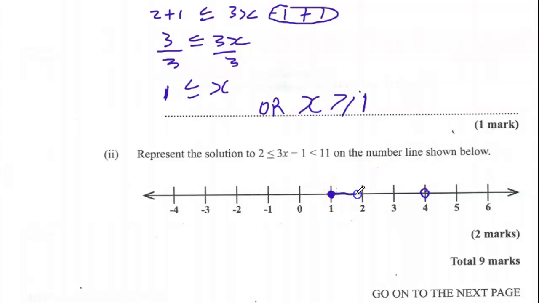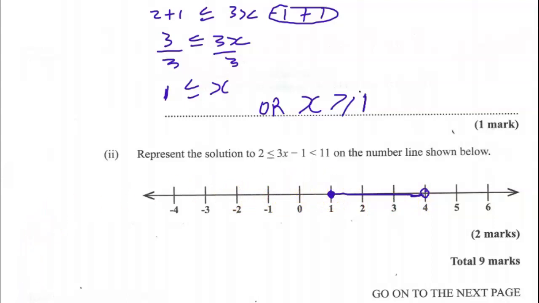Set representing a number line. Alright. So more than or equal to, we use a full dot. And for less than, we use the open circle. Or equal to, the full dot.